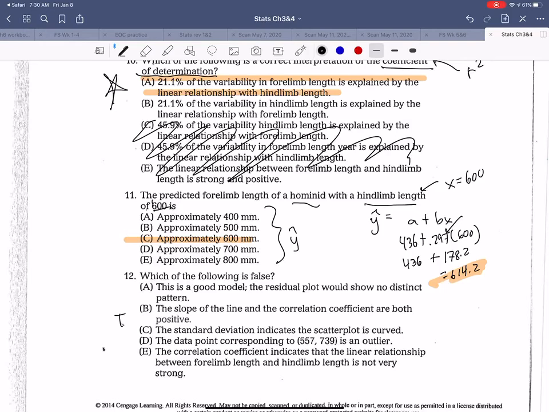The standard deviation indicates the scatter plot is curved. Wait a minute. Our standard deviation cannot indicate that something is curved. The standard deviation is just going to tell you how far a number is away from the mean. It's not going to tell you whether it's curved. We have to look at the scatter plot and the residual plot to determine the curve. So I've already found my answer that's false.